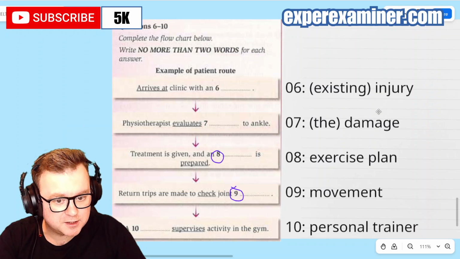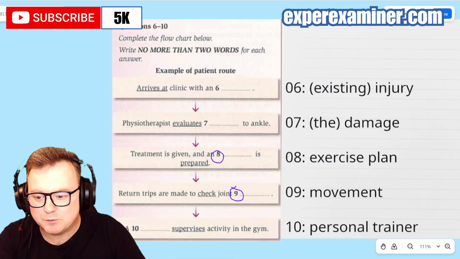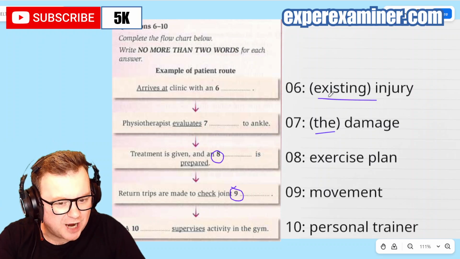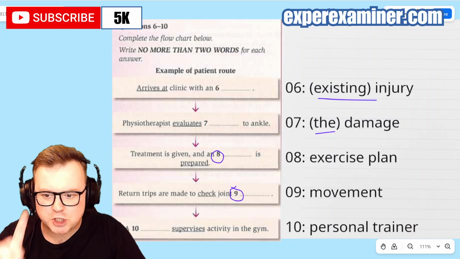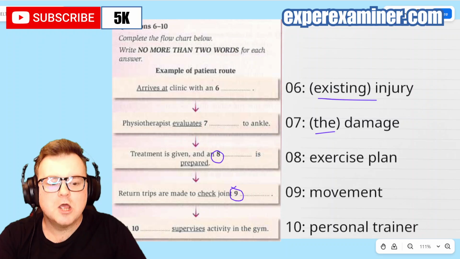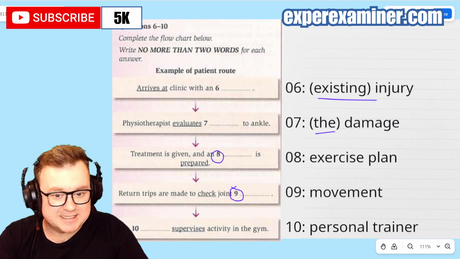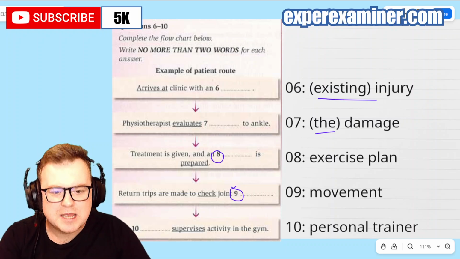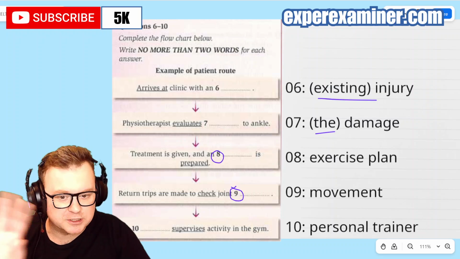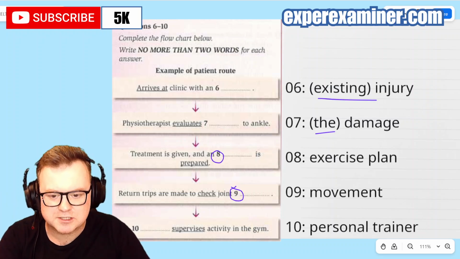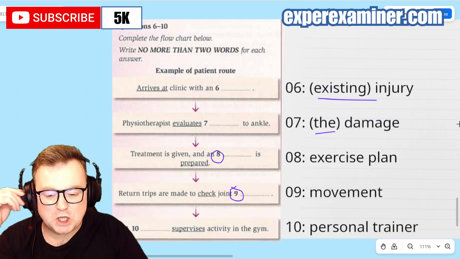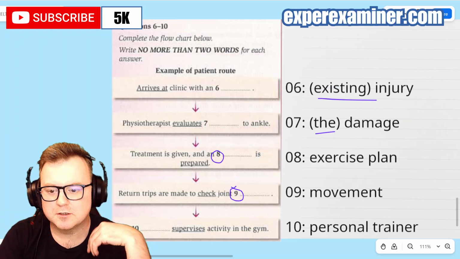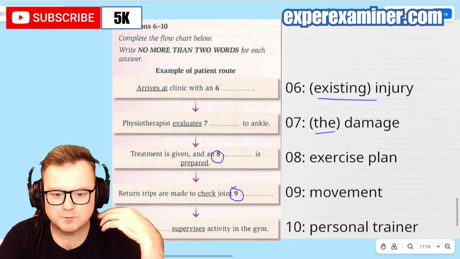I am just going to check the key just to see exactly what is accepted and what isn't. Like, do you need existing? Do you need the damage? I think it's going to look like this, but I'm just going to check that. Just 1 second. Okay, I'm back. Yeah, that's exactly how it should look with the correct answers. So you could write injury or damage without existing and you still get the marks. A tricky one, but I hope many of you managed to get 7 out of 10.